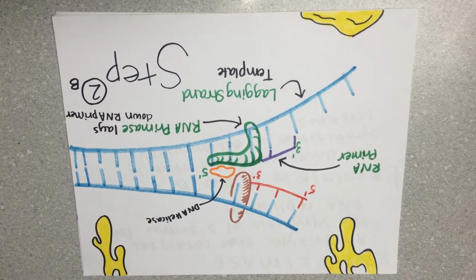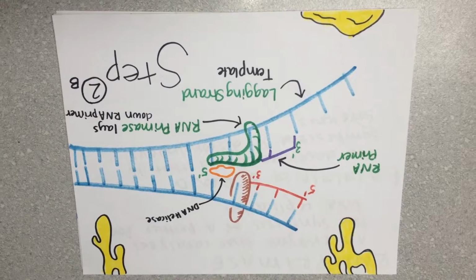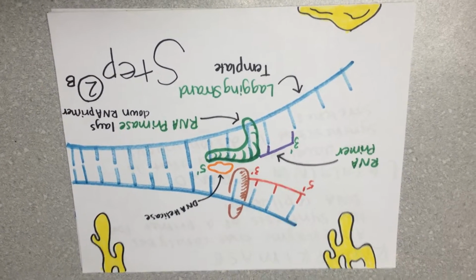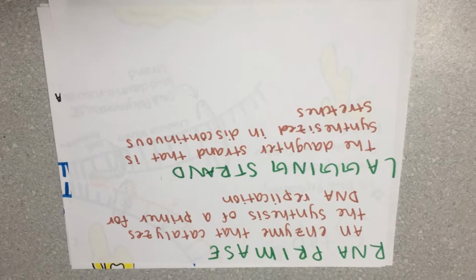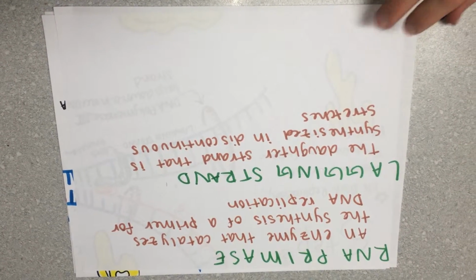The next part of DNA replication is when the RNA primase lays down RNA primer on the lagging strand of the DNA. RNA primase is an enzyme that catalyzes the synthesis of a primer for DNA replication. The lagging strand is the daughter strand that is synthesized in discontinuous stretches.